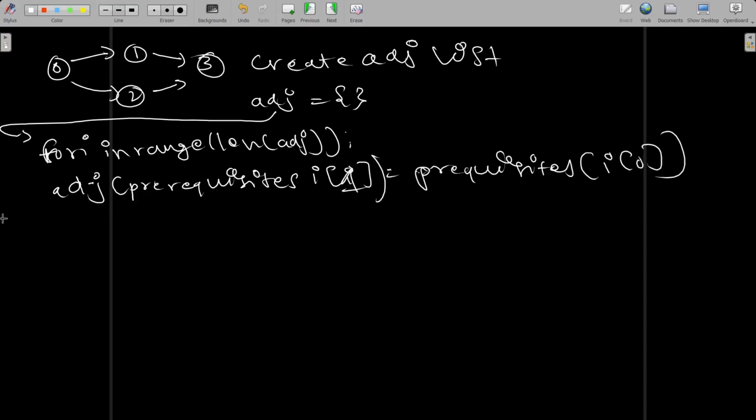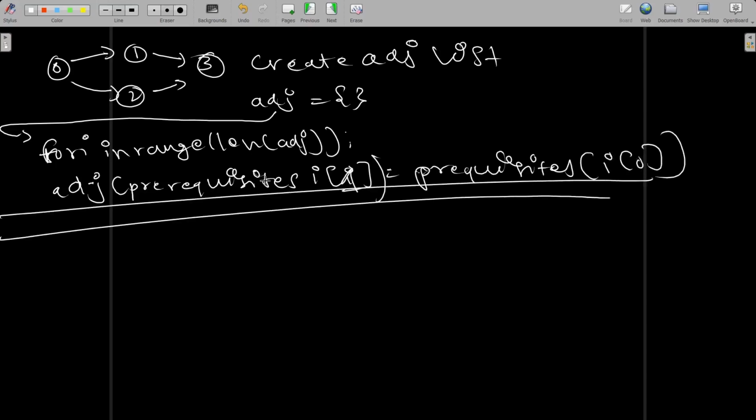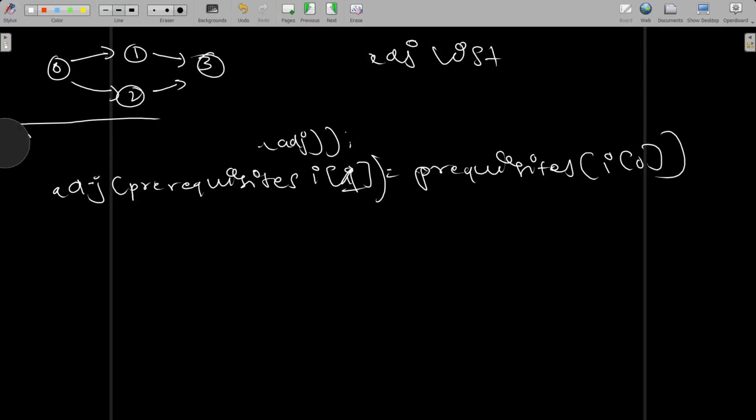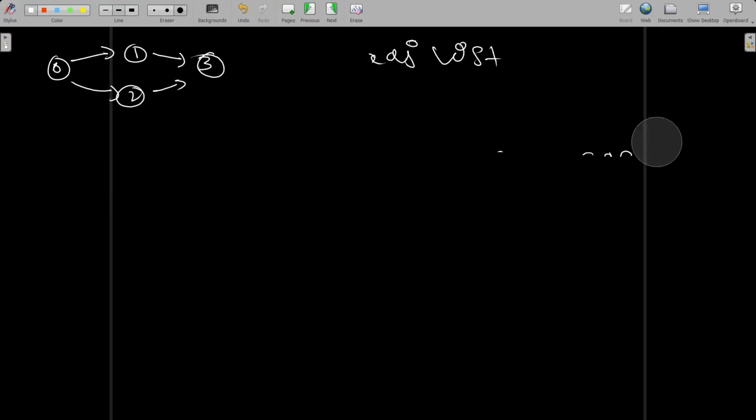Right. So this is basically just the line of code that you need to use to create the adjacency list. Now, I'm just going to skip this line of code because it's not really that important. I'll just show you in LeetCode how this code looks. It's not that hard also. Okay, so let me just skip this and let's move on to the main important part.